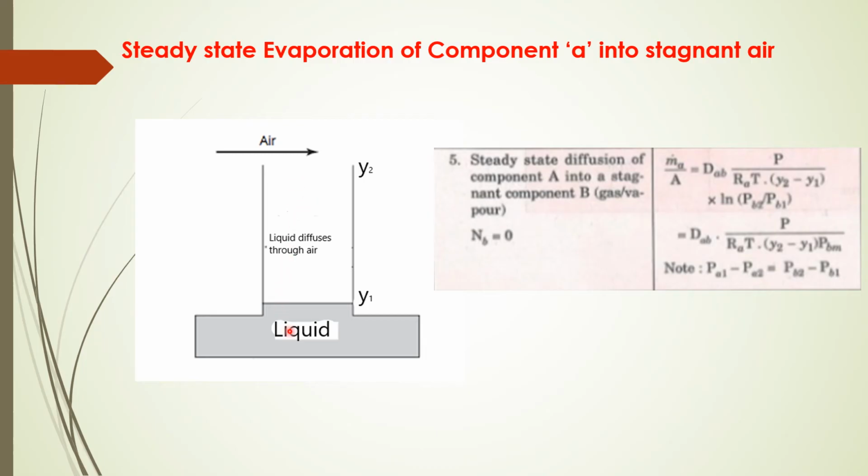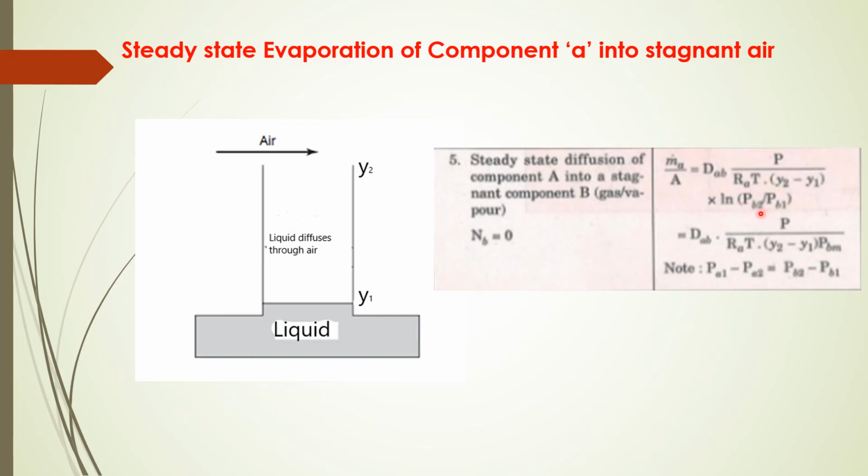The air will not diffuse into the liquid. So that is why it's a steady state evaporation of component A into stagnant air. B is air, so NB is equal to 0. So the equation, if you see, the evaporation rate in mass terms is DAB into total pressure divided by RA, specific gas constant, into temperature into the distance y2 minus y1 into natural logarithm of PB2 divided by PB1.